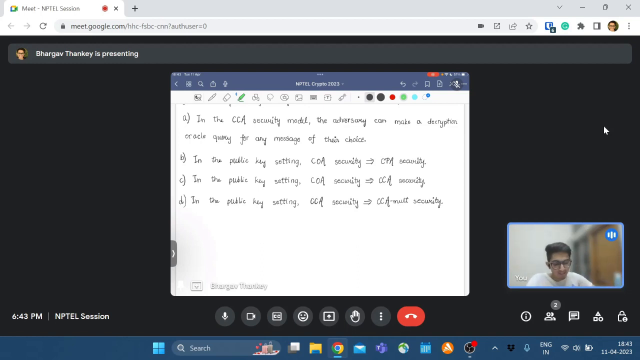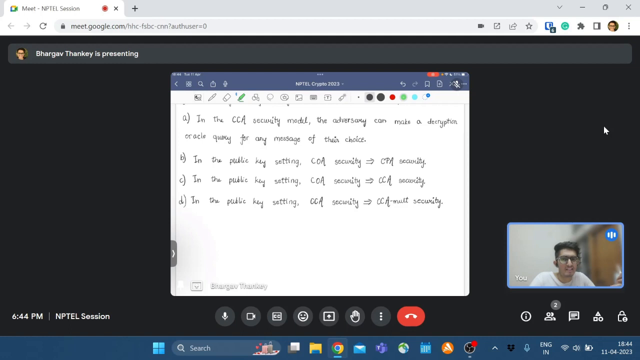In the public key setting, COA security implies CPA security because they are exactly the same. Why? Because recall the difference between the COA security and CPA security games. In the COA security game, the adversary can just send two messages M0 and M1 during the challenge phase and get the ciphertext of one of those messages at random. On the other hand, in the CPA security game, there is a pre-challenge and a post-challenge training phase, and in both of these training phases, the adversary gets oracle access to the encryption oracle. So it gets encryption oracle service.